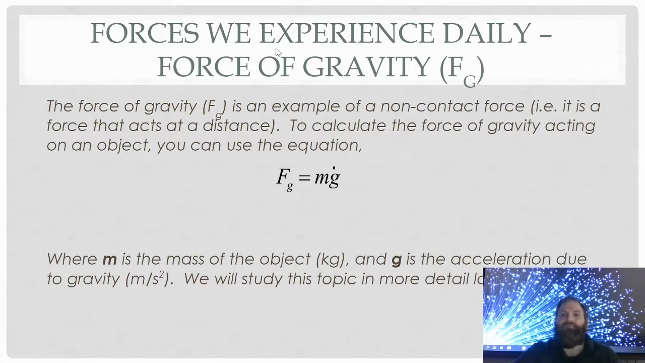If we want to talk a little bit more about gravity, there's a pretty simple equation for it. The force of gravity is the mass of an object in kilograms times gravity's acceleration in meters per second squared. On Earth, the gravitational acceleration is 9.81 meters per second squared, which you probably learned in Science 10.